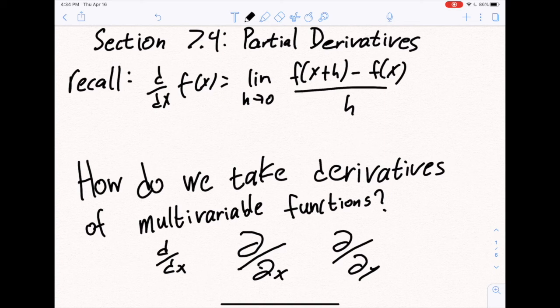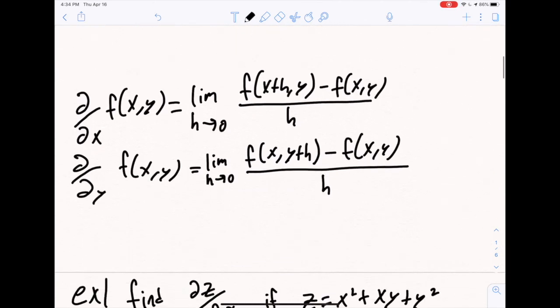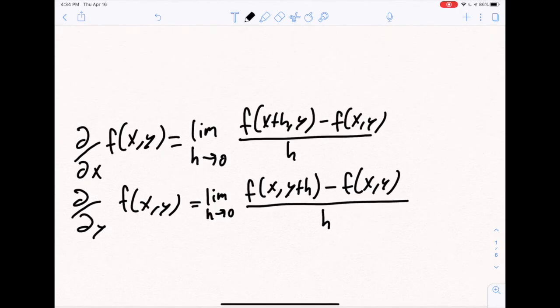So with that in mind, how do we find partial derivatives with respect to x and with respect to y? Well, it's the exact same thing as earlier. We just take the limit as h goes to 0, and it looks something like this. The partial derivative with respect to x of f of x comma y is the limit as h goes to 0 of f of x plus h comma y minus f of x comma y over h, and the partial derivative with respect to y of f of x y is the limit as h goes to 0 of f of x comma y plus h minus f of x comma y all over h. So notice here, when we're taking the derivative with respect to x, y is held totally constant. And similarly, if we're taking the derivative with respect to y, x is held constant.